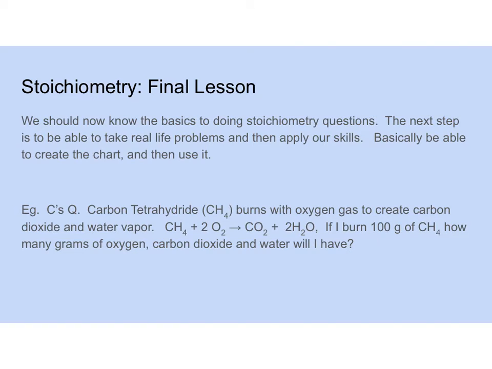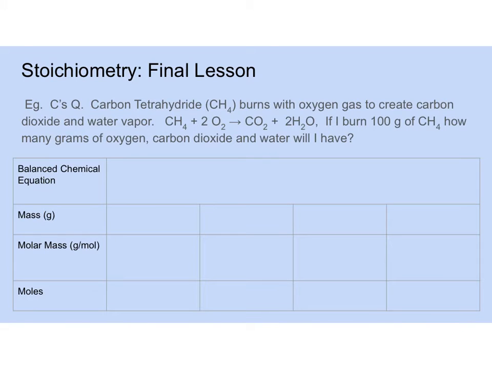Now, I will be giving you the balanced chemical equation. So here's the balanced chemical equation. It's basically saying if I burn 100 grams of CH4, how many grams of oxygen and carbon dioxide and water will I have? So it's the same kind of thing. Now we just have to actually make the table on our own. So let's go through and do this question.